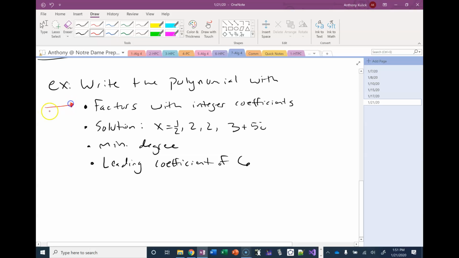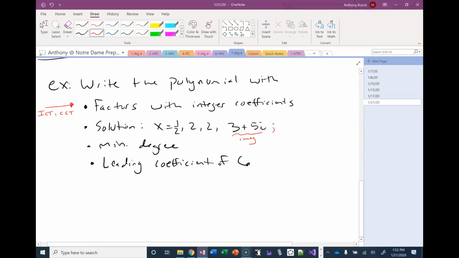So I'm going to start here using the irrational conjugates theorem and complex conjugates theorem. And I'm going to check my list of solutions. Do I have any irrational numbers on my list of solutions? No, right? I don't have any square roots anywhere in there. Do I have any imaginary numbers on this list of solutions? Yes. 3 plus 5i is an imaginary number.